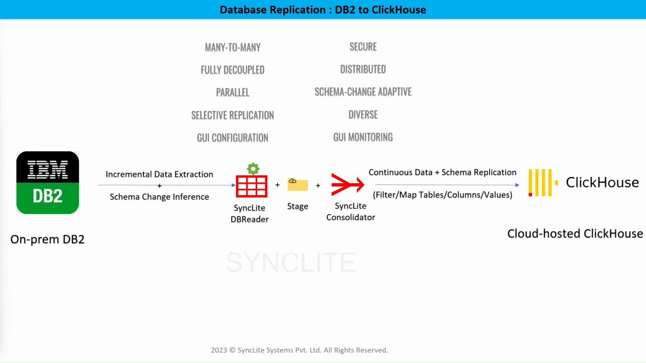In this demonstration, we'll highlight the database replication capabilities of the SyncLite platform, by showcasing its ability to replicate both data and schema changes from an on-premise Db2 source system, storing TPCH data tables, to a ClickHouse system hosted in the cloud.